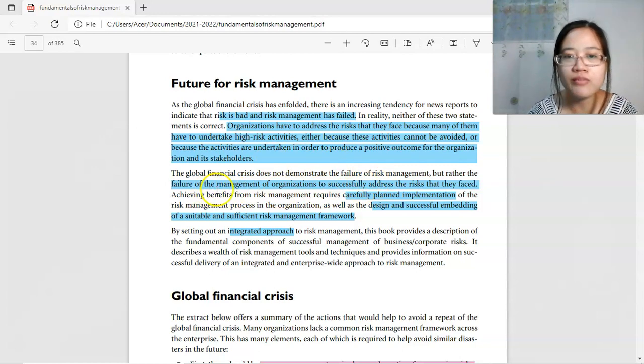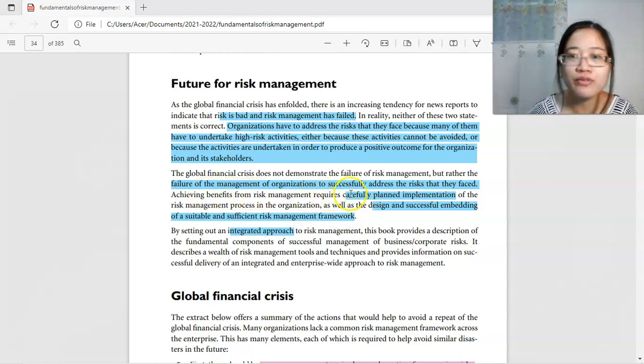Failure of the management of organizations to successfully address the risk that they face. Okay, ito yung sinasabi kung bakit nagkaroon ng global financial crisis. Okay, hindi siya failure ng risk management mismo, but rather, yung organizations, hindi nila na-address ng maayos yung risk na kinakaharap nila. Kumbaga, meron silang risk management pero sablay. But risk management itself is not a failure naman.